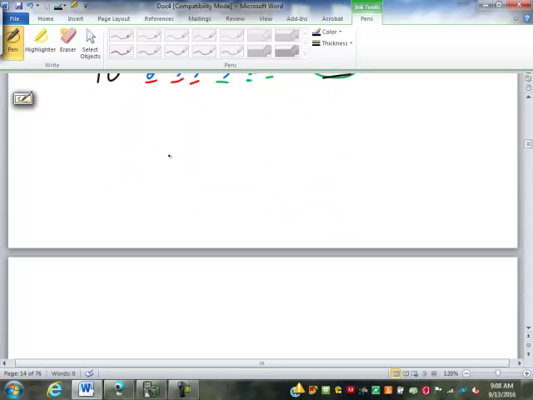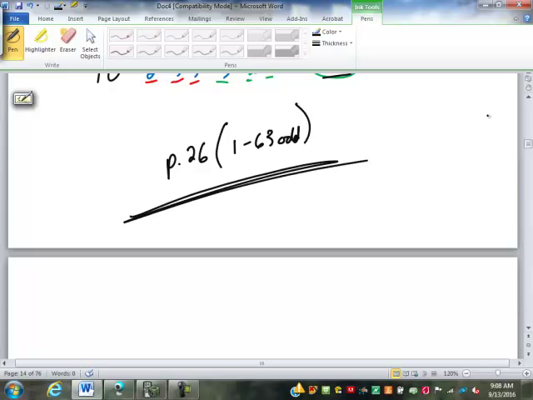Okay. So homework on page 26, 1 through 63, the odd, deals with factoring, divisibility, and stuff. Remember, tomorrow is our Unit 1 test.